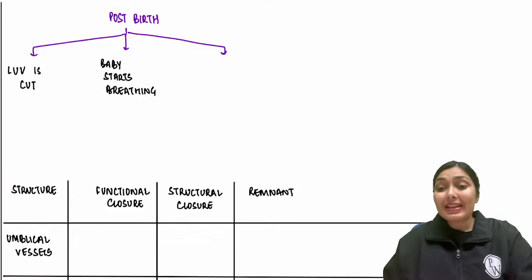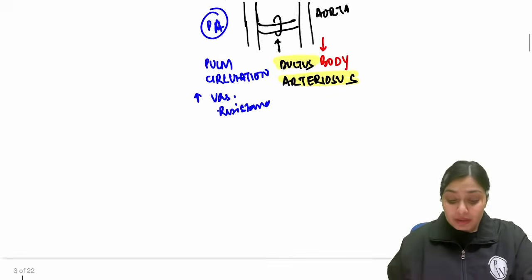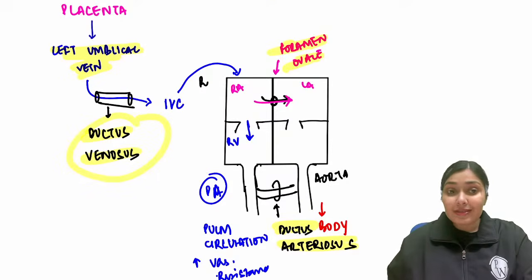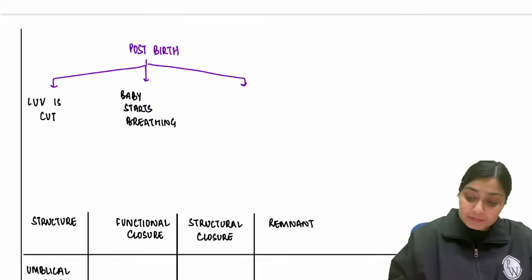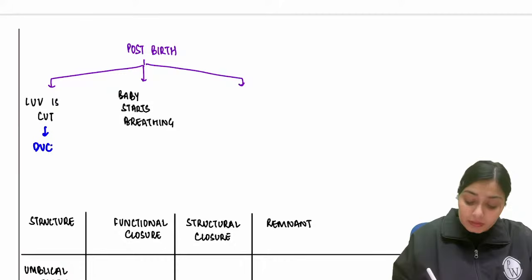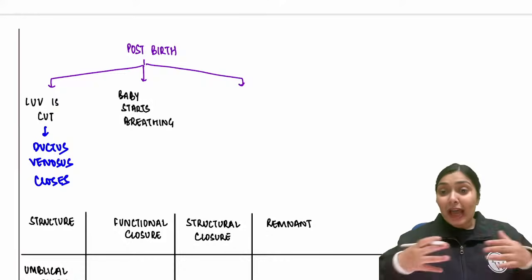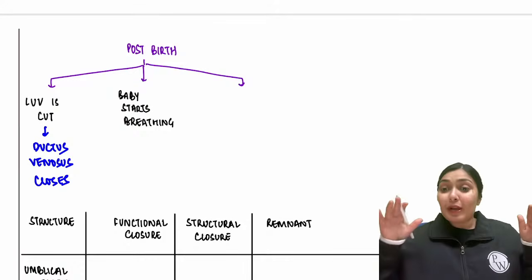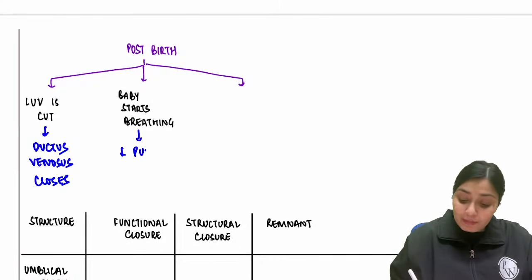So as soon as the left umbilical vein is cut, what structures will collapse? This structure, ductus venosus, will close. Ductus venosus closes. Also, baby starts breathing. First cry of the baby happens after birth. As soon as the baby starts crying, the pulmonary vascular resistance decreases. Right? So there will be a decrease in the pulmonary vascular resistance.